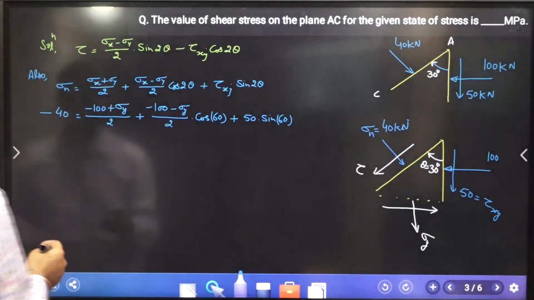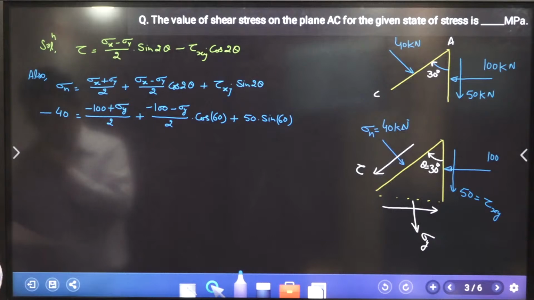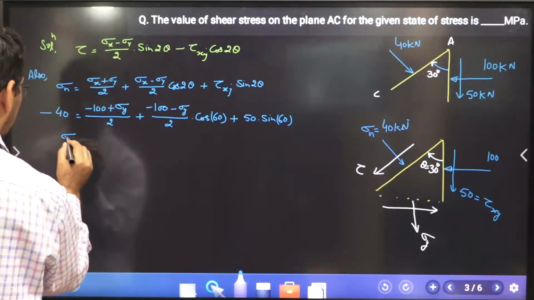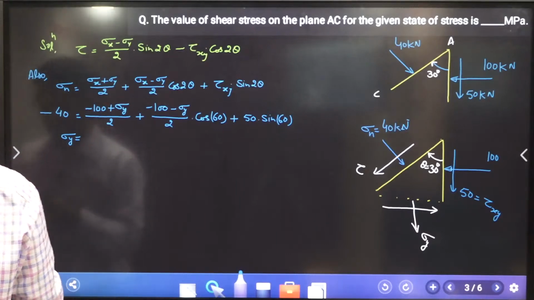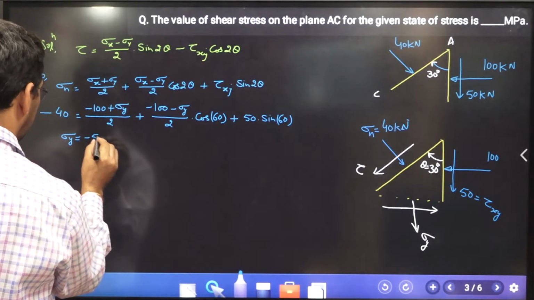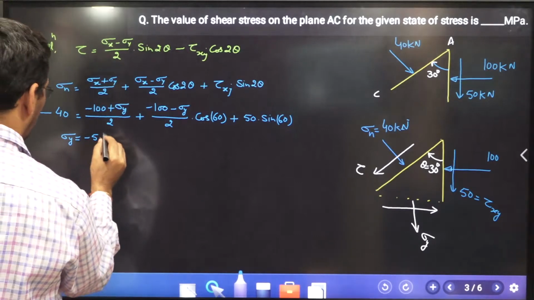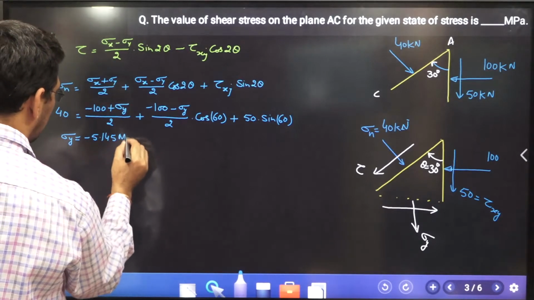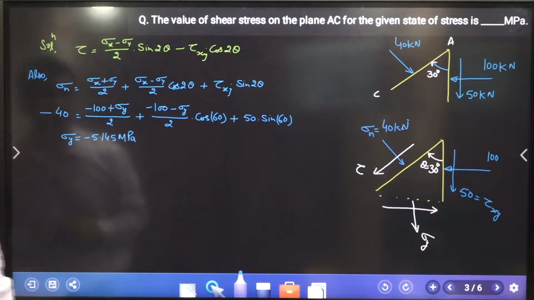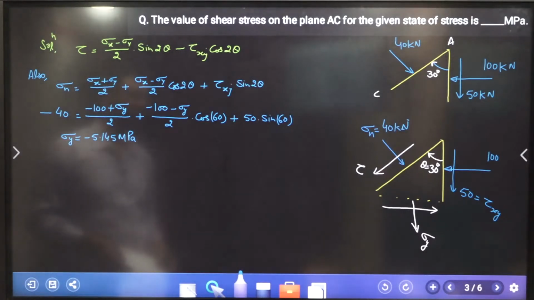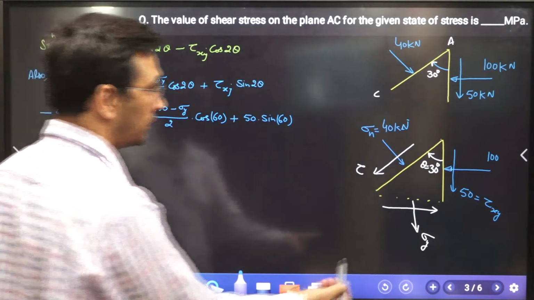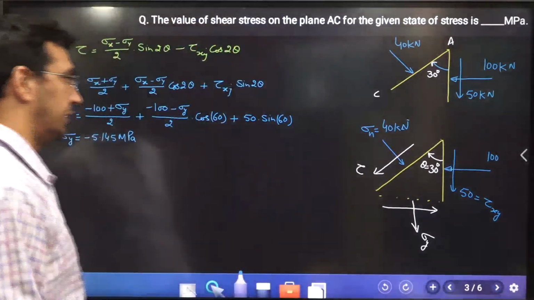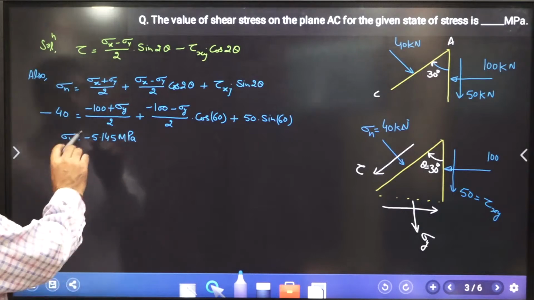So what is the value? From here, if you solve it, you're going to get the value of sigma y, and that turns out to be negative. Sigma y will come as minus 5.145 megapascal. It means the direction of the normal stress that I have shown over there is not tensile, but it will be compressive in nature. That is the meaning of this. But anyway, now I came to know this value.